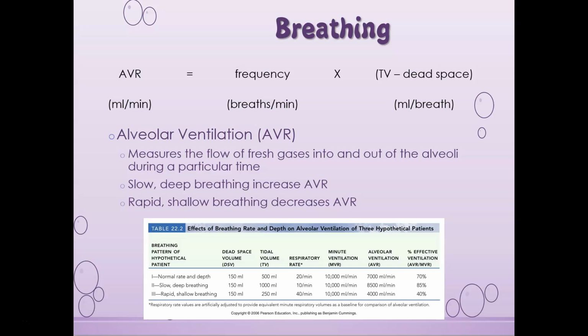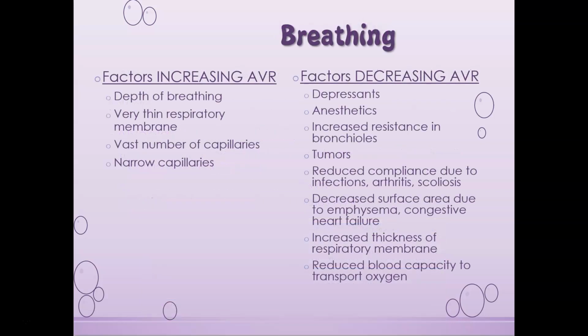corresponding to your ability to properly, effectively take in the amount of oxygen and get rid of the amount of CO2 that you need so that your body is efficiently doing that gas exchange to then get those gases to your tissues for cellular respiration. So there's all sorts of factors that can increase or decrease that AVR value. The depth of your breath, how thin is your respiratory membrane, how many capillaries are there, and how narrow are those capillaries. Once again, there's a surface area piece.